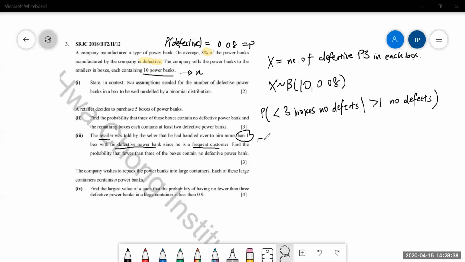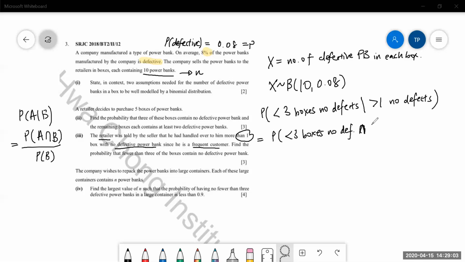According to the conditional probability formula, if you remember, A given B will equal what? The probability of A intersect B over the probability of B. Very good. So the top part will be less than 3 boxes with no defects, intersect more than one with no defects, over the probability of more than one with no defects.